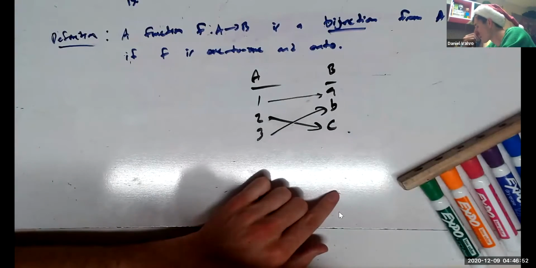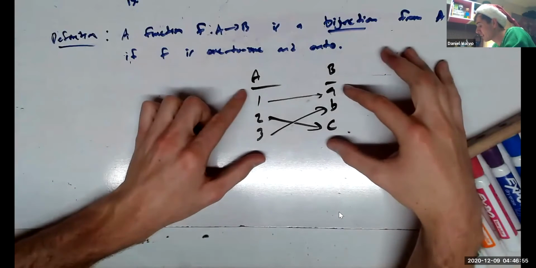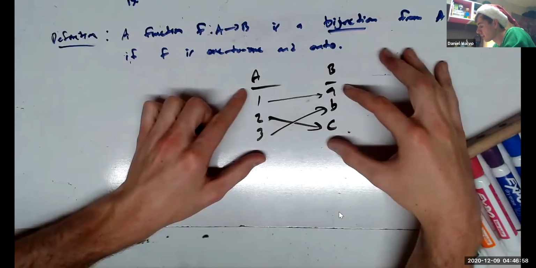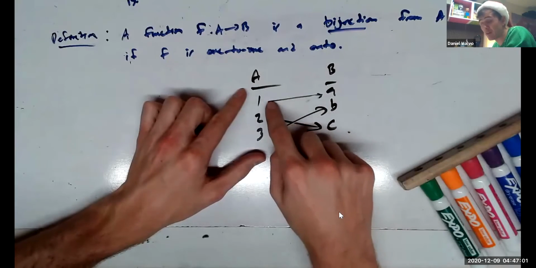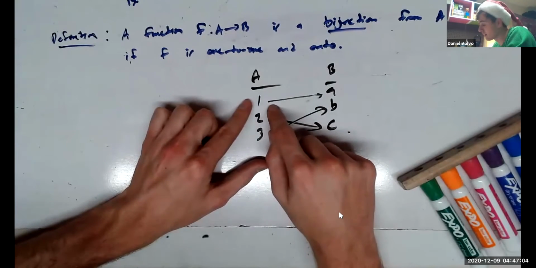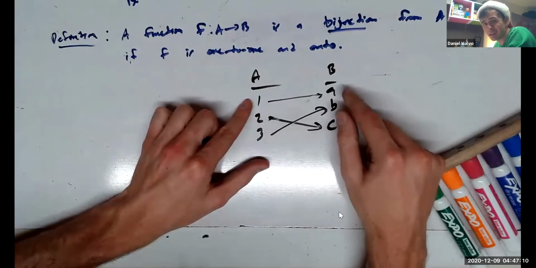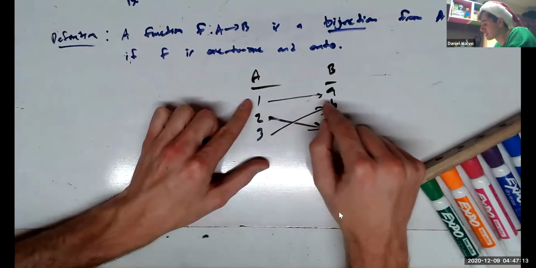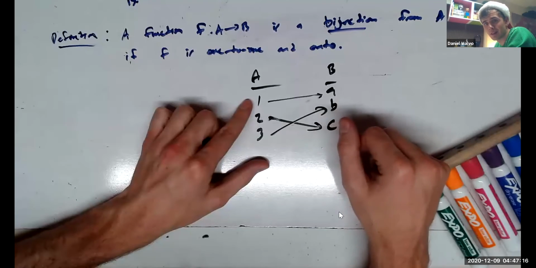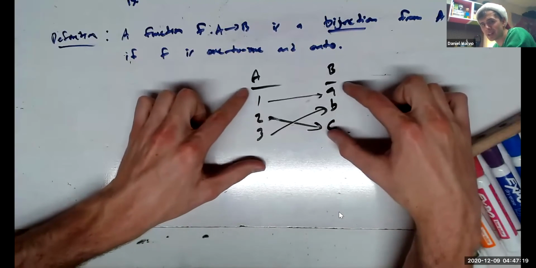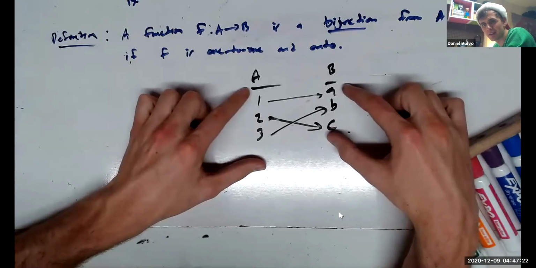But here's the thing to think about. I wish we had a whole class for this. If we can draw a line between everything in A and everything in B, where everything in B is hit, and no two things in A go to the same element, what does that mean about the size of these two sets? It means they're the same.